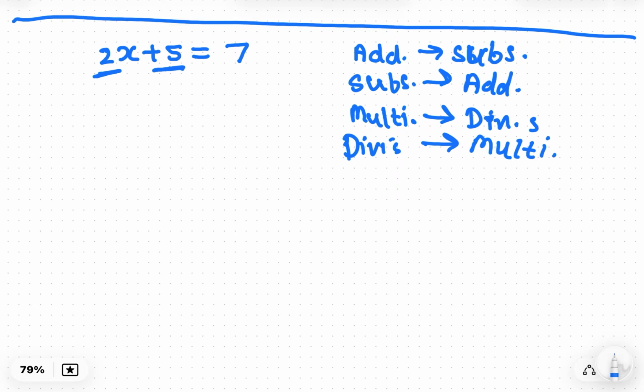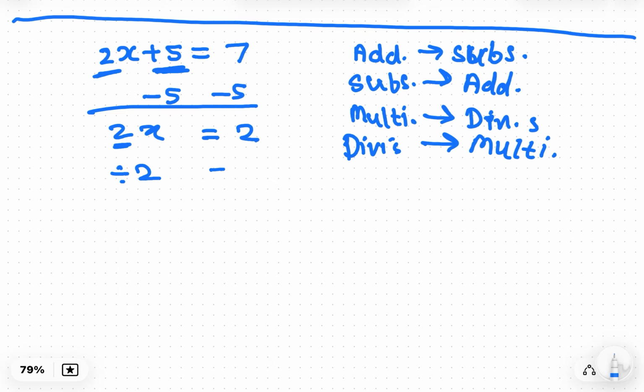And you need to maintain both sides, so you need to do these inverse operations with the same amount. Here 5 is added, so you need to subtract 5 from both sides. You get 2x here and 2 here. Now if 2 is multiplied to it, you need to divide by 2 on both sides. Then you will get x on the left hand side and 1 on the right hand side.